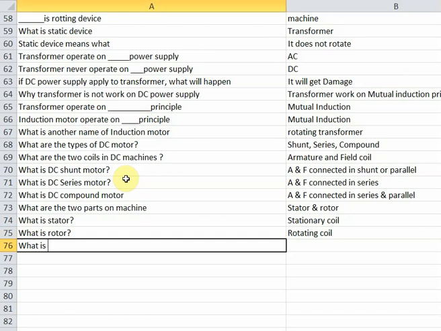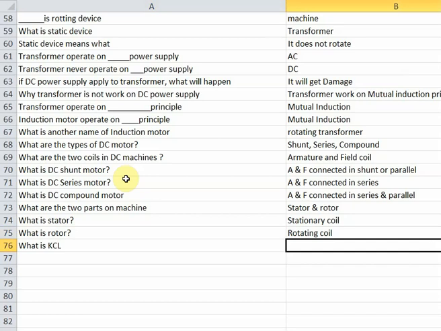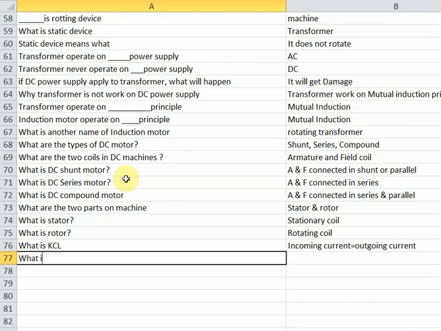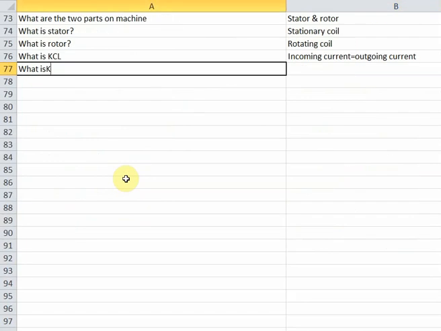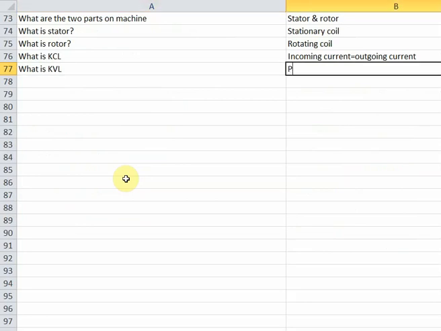What is Kirchhoff's current law? Incoming current is equal to outgoing current. What is Kirchhoff's voltage law? Potential rise is equal to potential drop.